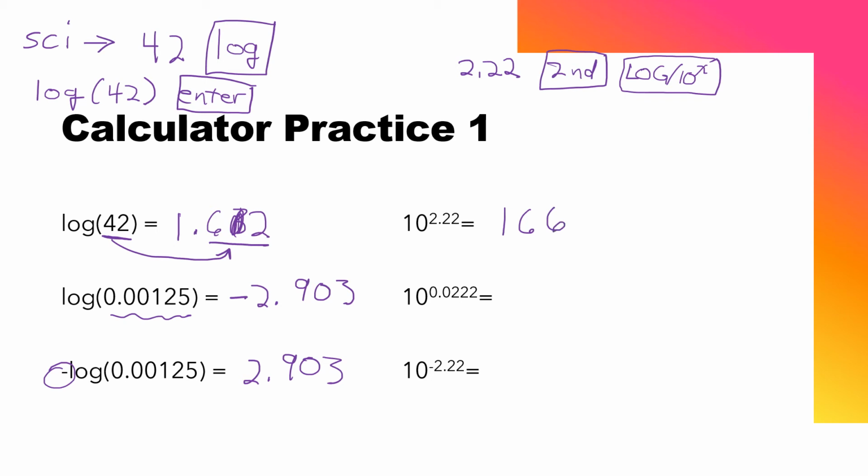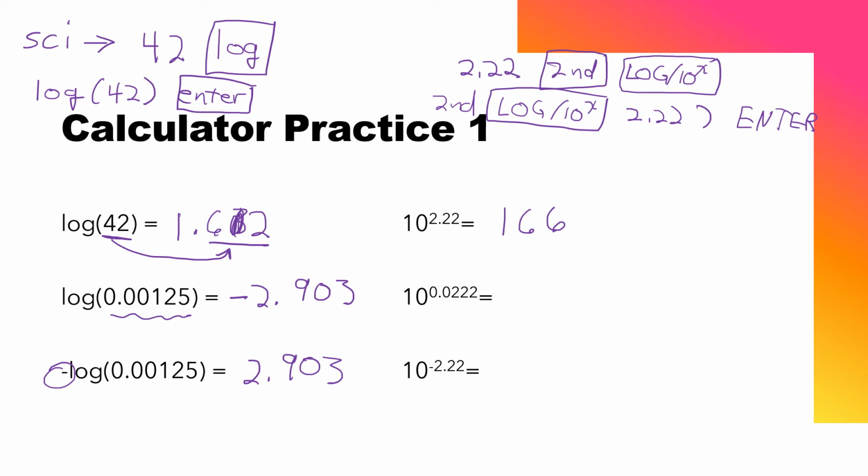For the scientific calculators that use the same keystrokes as the graphing calculators, you would want to hit the 10 to the x first, which would probably be a second function. So you would hit the second function and then the log key / 10 to the x. And that will open it up on the display with an open parenthesis. Then you would type in the 2.22. Then you would need to close the parenthesis and hit enter.